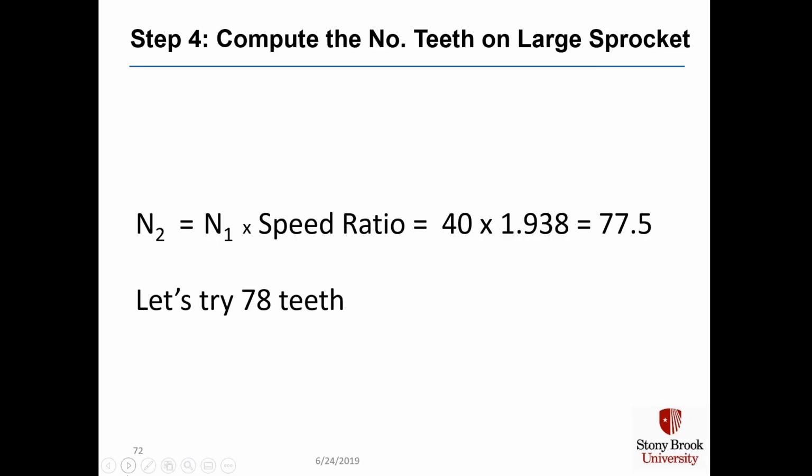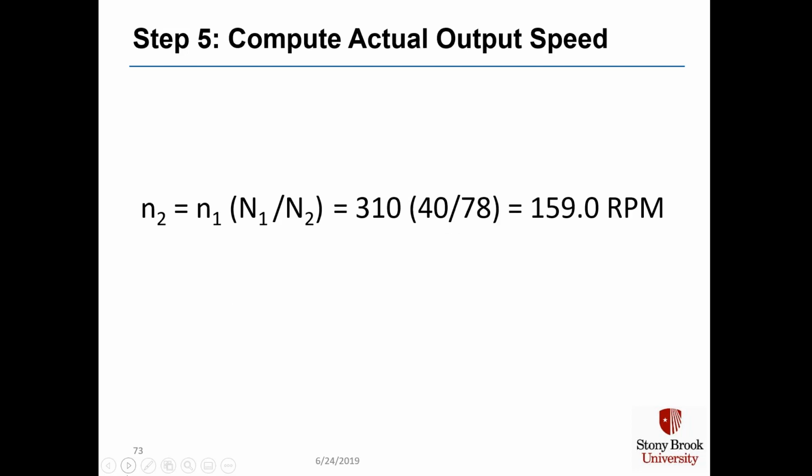N2, the number of teeth on the large sprocket, is N1, which is 40, times 1.938. We get 77.5, but we can't buy a sprocket with 77.5 teeth, so we round up to 78 teeth. We compute the actual output speed. It's not 160, but it's close. It's 159 RPM.